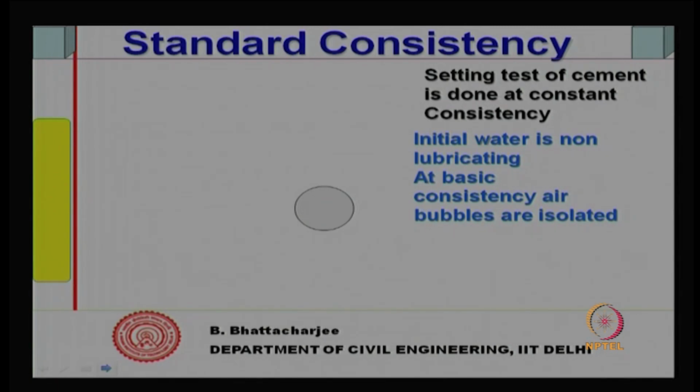Consistency is important. Consistency per se may not be as important, but then we do the setting test at a constant consistency. Now, how can you define a constant consistency? Of course, it was done initially empirically through a particular test, which we will talk about, but the water content corresponding to the standard consistency cannot really be defined, and therefore, at that consistency we do the test.